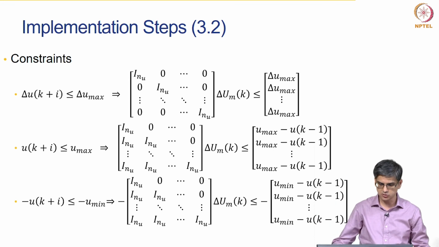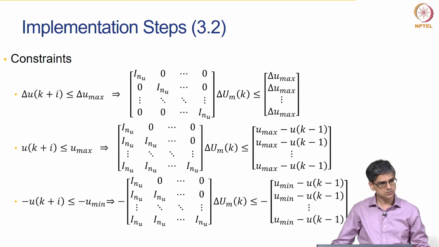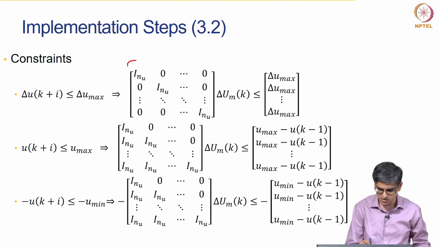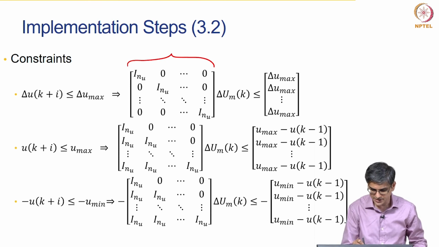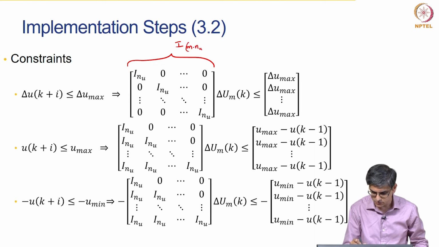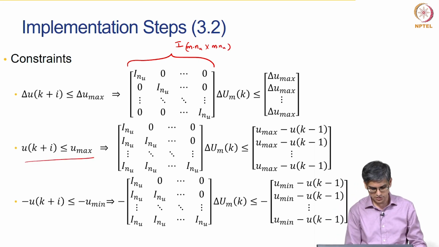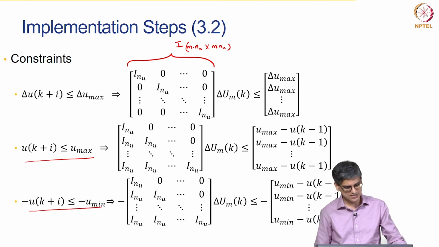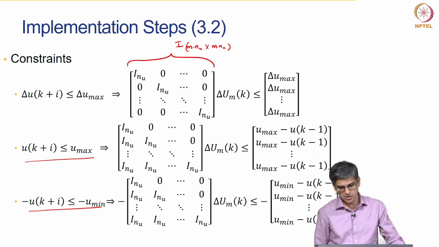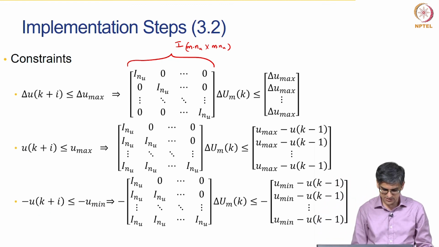And then constraints, we also talked about the constraints. Okay. This guy is nothing but identity which is m multiplied by nu cross m multiplied by nu. Okay. And for the u between u max and u min type of constraints, this is what we derived. We have derived this in the previous class. Okay. And the slides I will upload today, so you will have these slides as well.